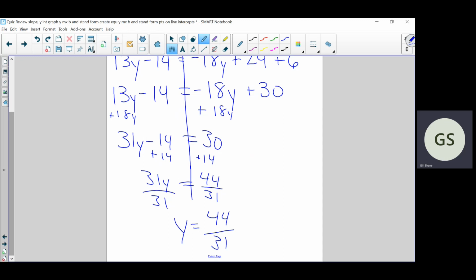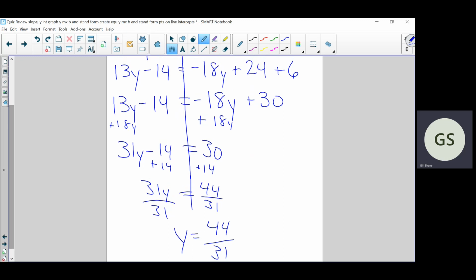So your answer is just y equals 44 over 31. 44 divided by 31. You don't have to change that into a decimal. You don't have to change it into a mixed fraction. That's it. Any questions on anything I did on that before we go to the last topic?